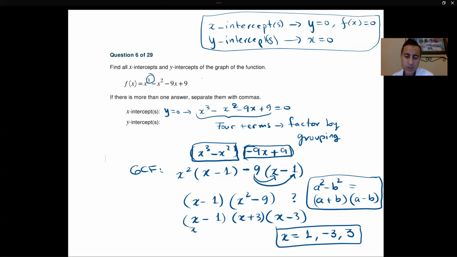So we set them to zeros. X minus 1 equals 0. X plus 3 equals 0. X minus 3 equals 0. And that will give us the x-intercepts. So factoring plays a good role here. It's a pretty important skill to have, right? It's an important skill to have. Maybe I should put 5 stars on it or something to show that it's important.